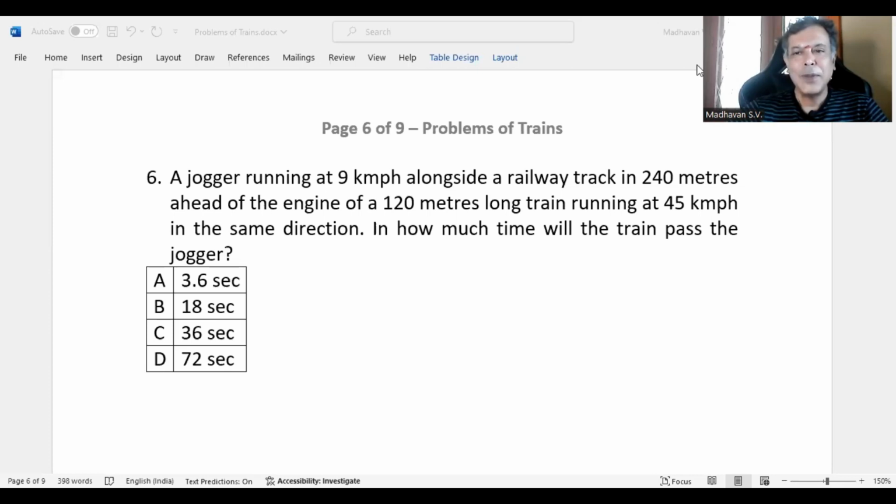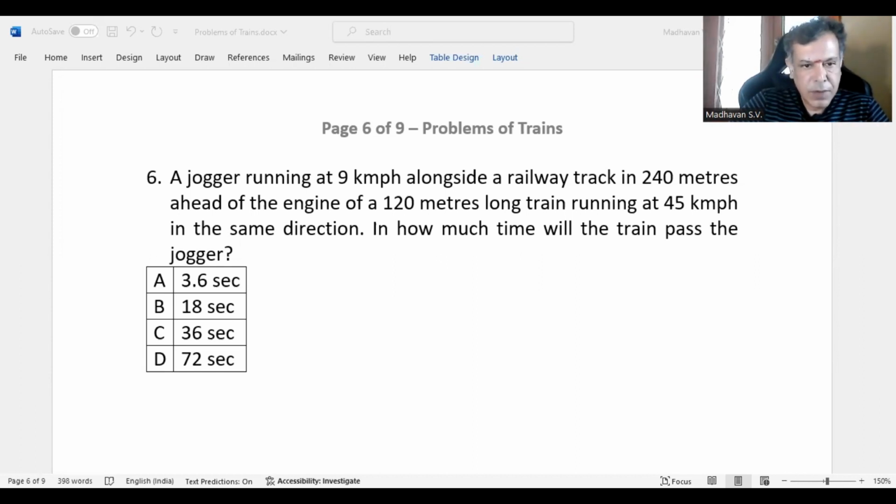Hello everyone. In continuation to our topic, problems of trains, this is part 2 and question number 6. A jogger running at 9 km per hour alongside a railway track is 240 meters ahead of the engine of a 120 meters long train running at 45 km per hour in the same direction. In how much time will the train pass the jogger?